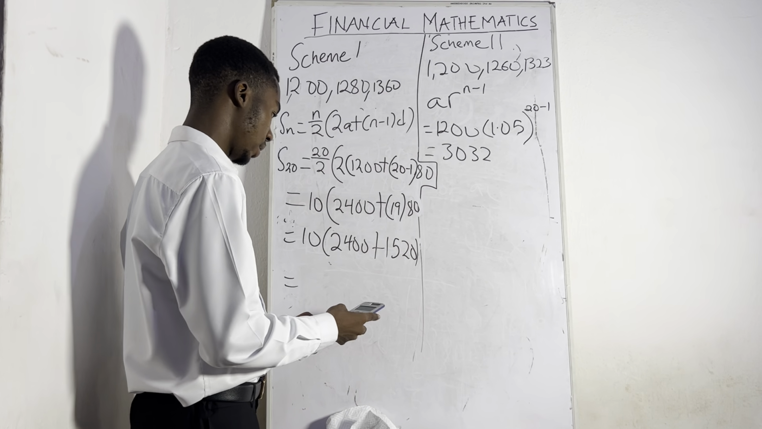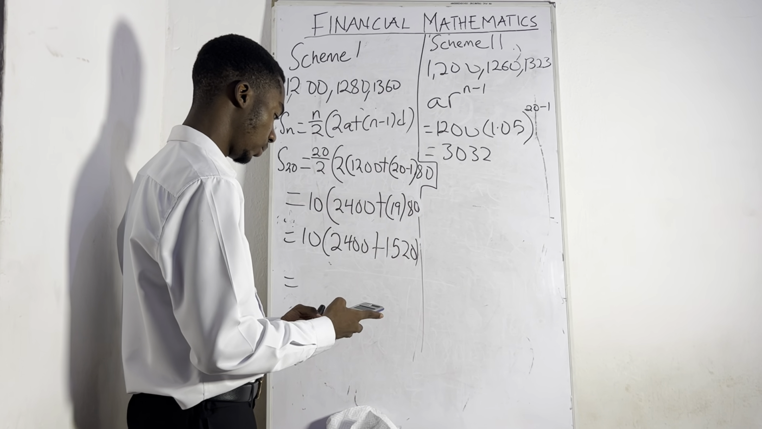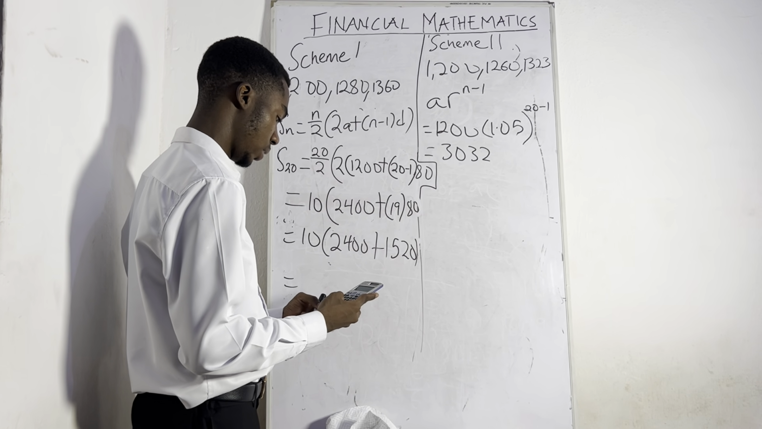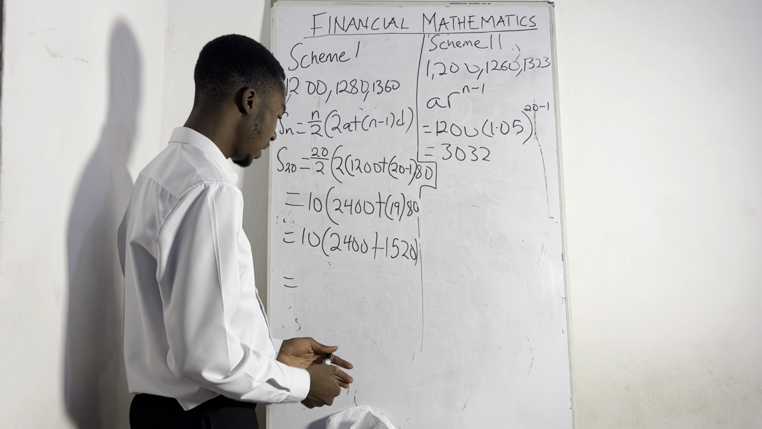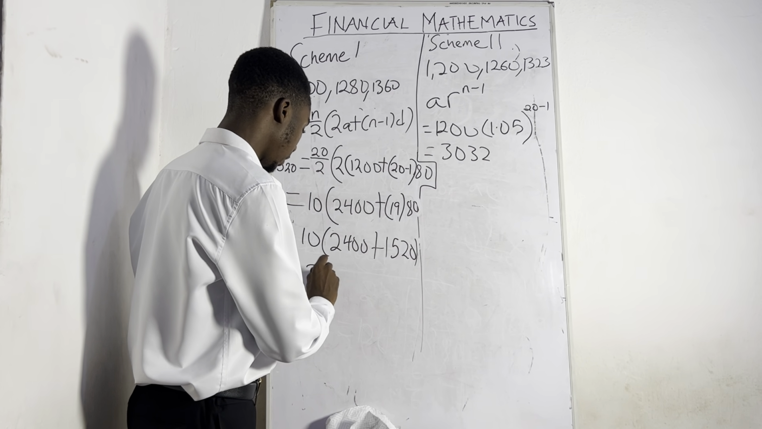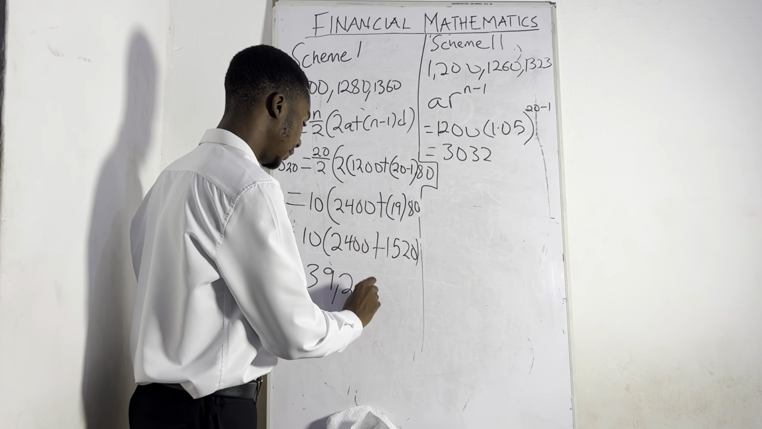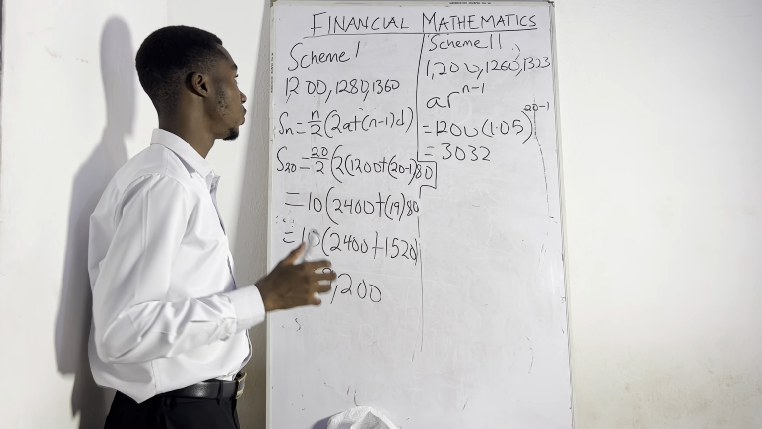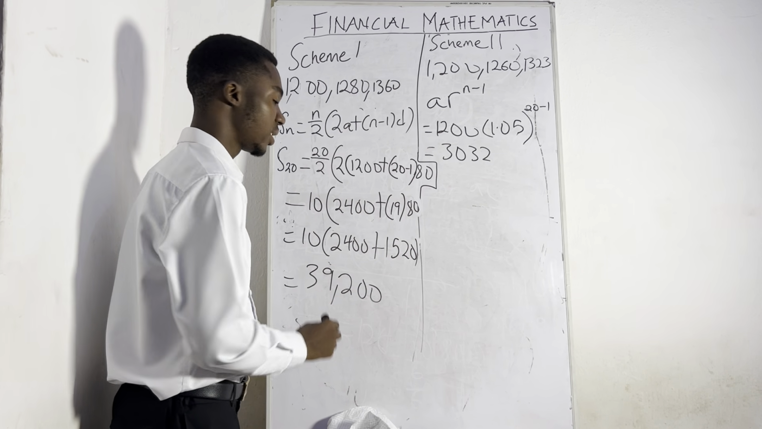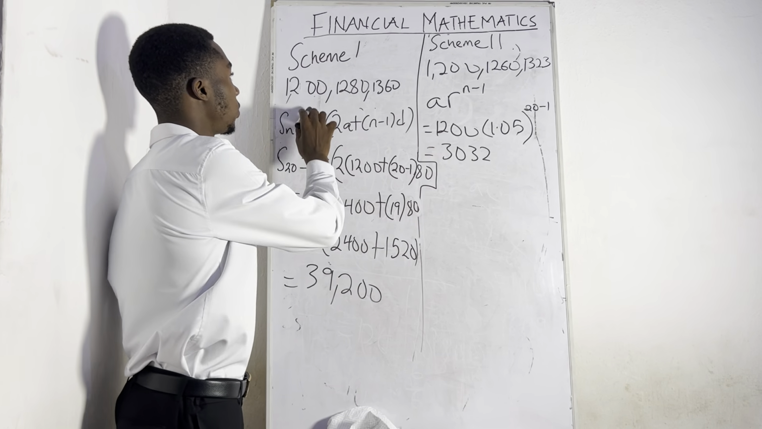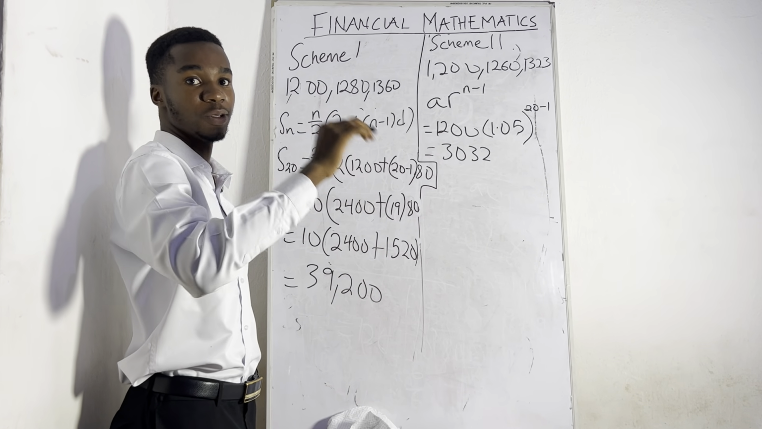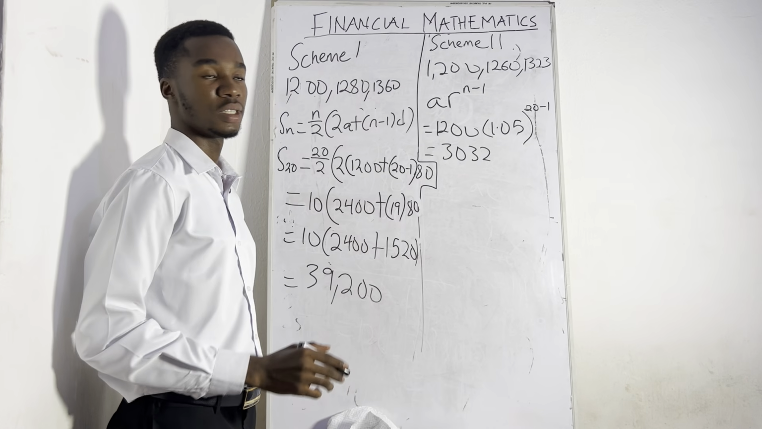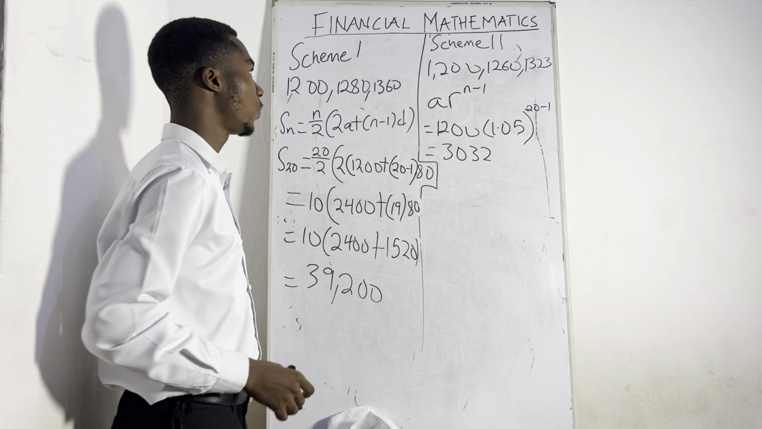10 into bracket 2400 plus 1520. We're getting 39,200. So that's for our scheme 1. So the total output over the first 20 weeks under scheme 1 is 39,200. So the first week plus the second week plus the third week plus the fourth week plus the fifth week up to the 20th week will give you 39,200. That's what it means. Now we can also do for scheme 2.